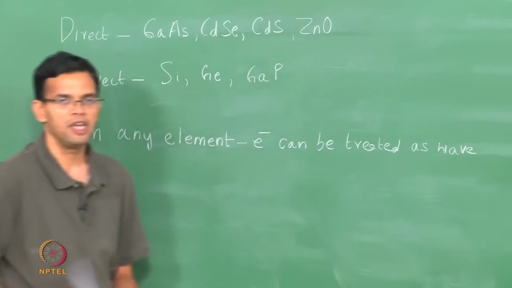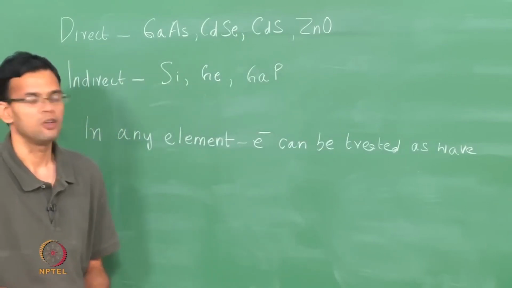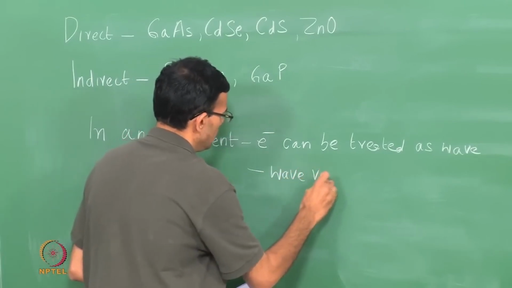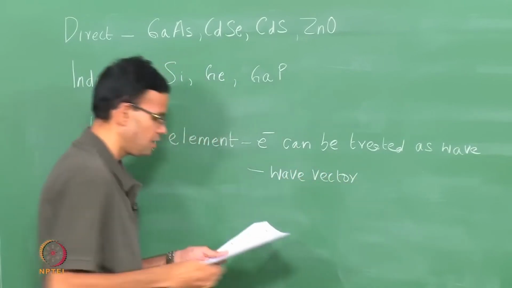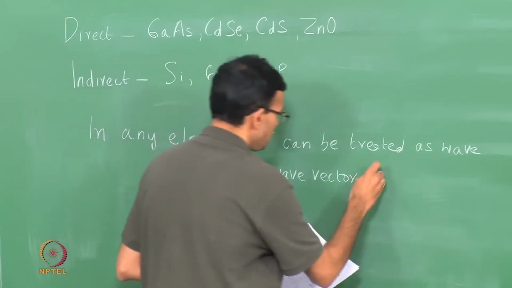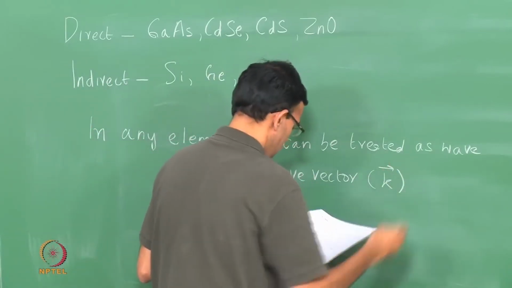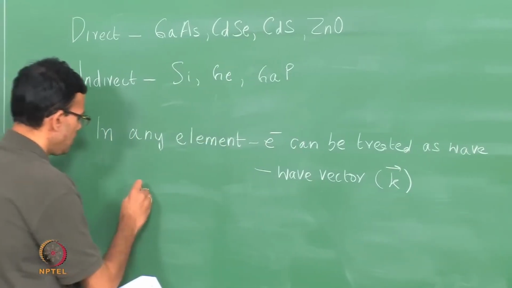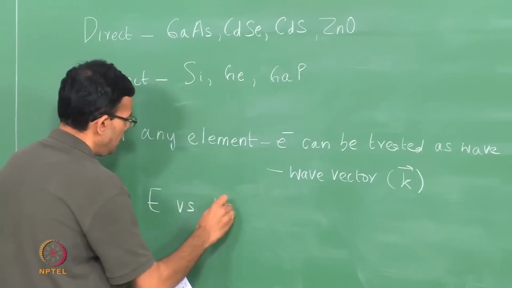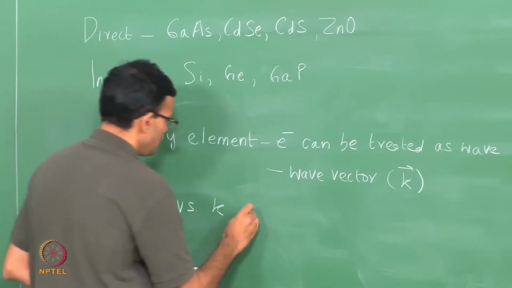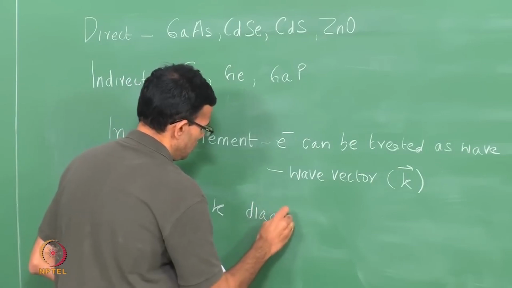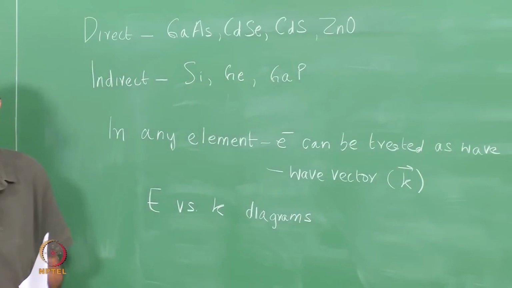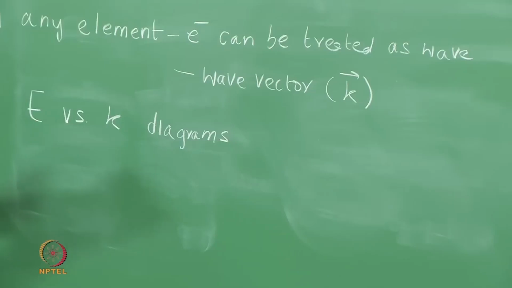And when you have a wave, it always has something called a wave vector, and the wave vector is denoted by k. So, for materials you can construct what are known as E versus k diagrams. This is typically done for both the valence band and the conduction band.